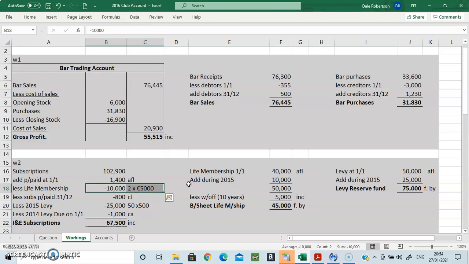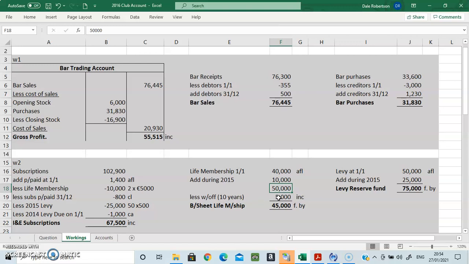This 10,000, well, you need to go over here and say, okay, we had life membership at the start of the year of 40. And then if we add on the 10 we collected this year, that gives you 50. And then working number 6 in the question says the club is deciding to write the life membership off, or to be credited to income over a 10-year period. So 1/10 of this account of 50,000 we're going to move into incomes every year.